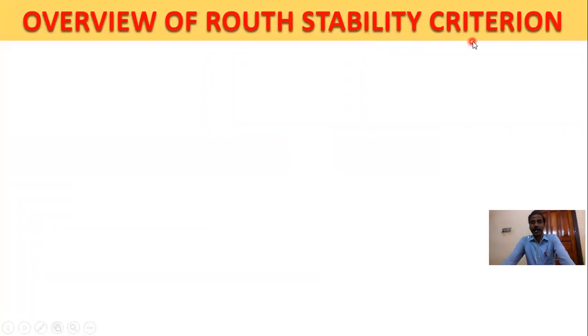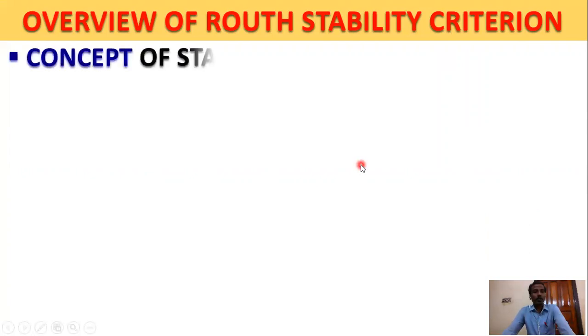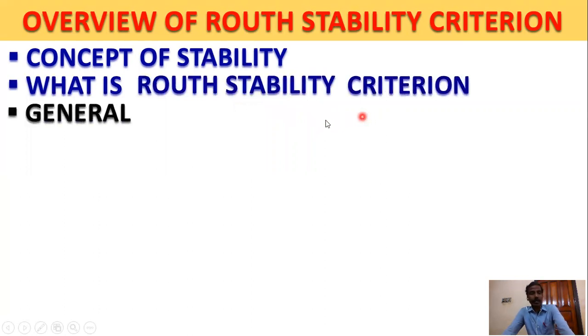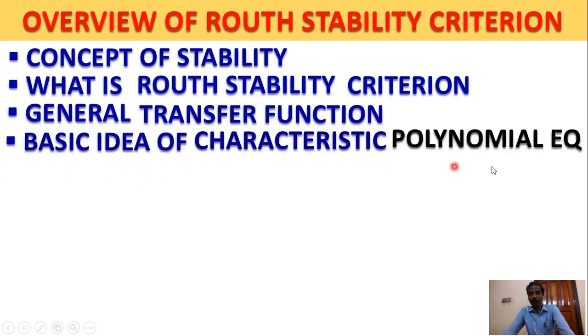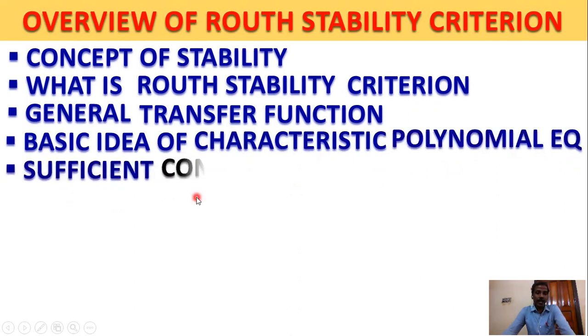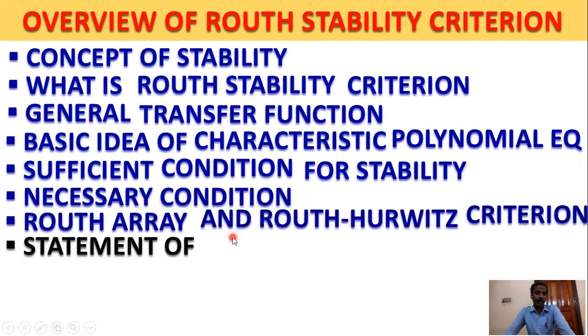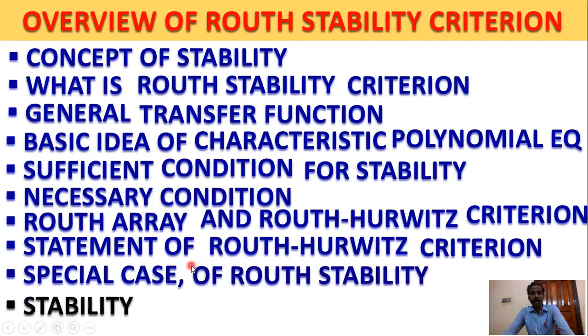Overview of Routh Stability Criterion. So what is the overview? First point, concept of stability. Second, what is Routh Stability Criterion? General transfer function. And next point, basic idea of characteristics polynomial equation. Next point, sufficient conditions for stability analysis and necessary conditions for stability analysis. Then Routh Array and Routh Hurwitz Criterion. Statement of Routh Hurwitz Criterion. A special case of Routh Stability Analysis. Stability analysis of the system. So this is our main target or main overview.